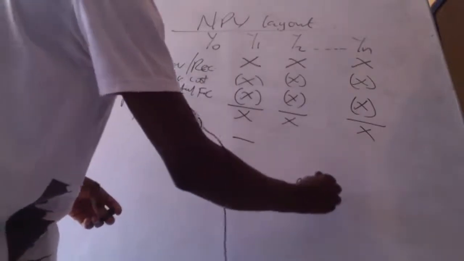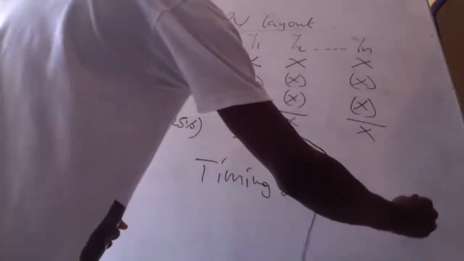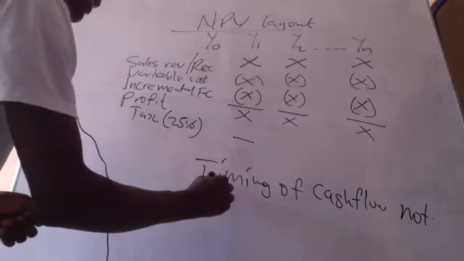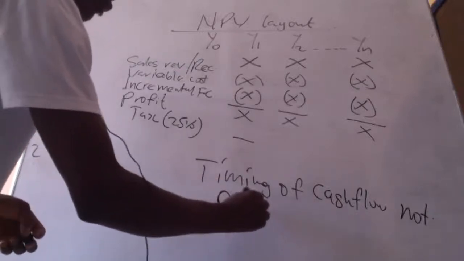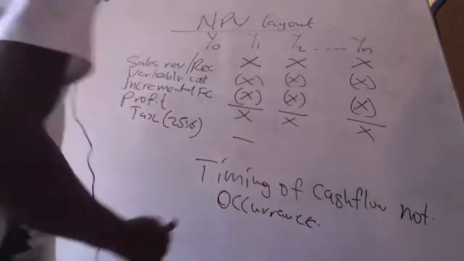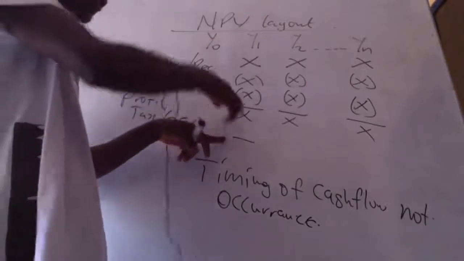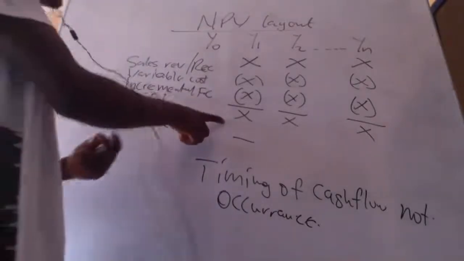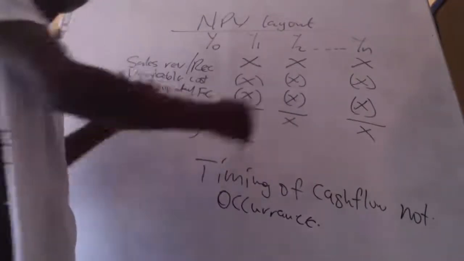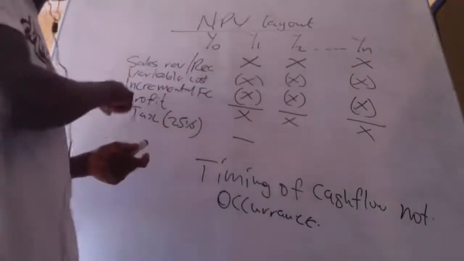Timing of what? Cash flow. Yes. Wow, I like this. Timing of the cash flow, not the occurrence of the cash flow. Wow. What's the difference? Not the occurrence though. Even though the tax we are going to incur it in year one, but the timing of the payment is in year two. So wherever we are going to pay it, that's where you have to place it, not where it occurred. This is cash flow.